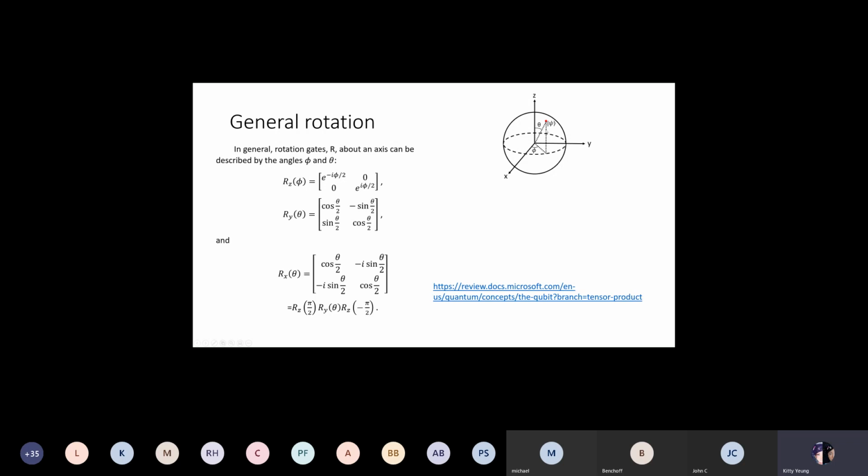One is rotating around the z-axis, so your phi is changing, it's rotating around z. And you can also have a rotation around the y-axis, where your theta is changing. Similarly, you can write Rx, which is rotating around the x-axis. But both Rx and Ry are just changing theta, and you can even represent one of them using the other two.